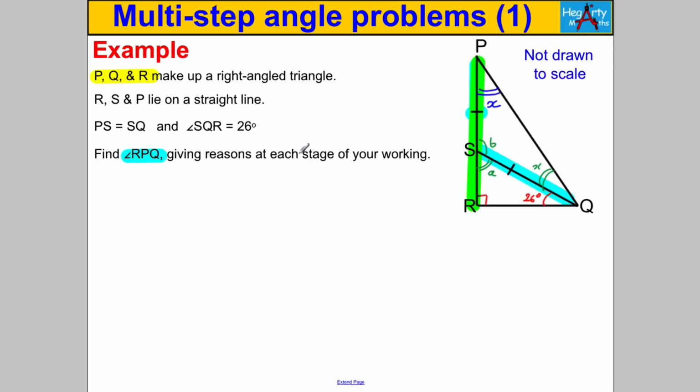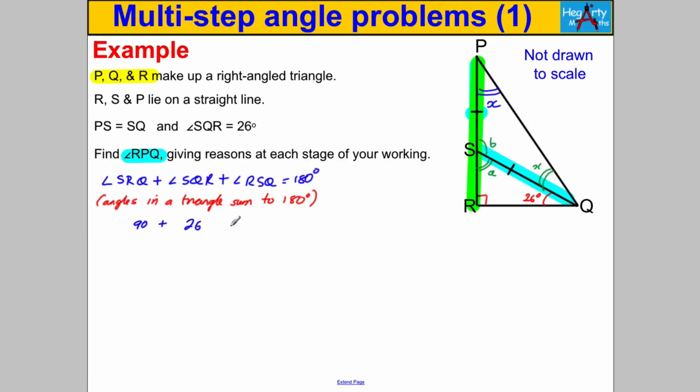So let's go ahead and try and explain our working. So the first thing we're going to say is that angle SRQ plus angle SQR plus angle RSQ must be equal to 180 degrees. Angles in a triangle sum to 180 is our reason. So SRQ is 90, plus SQR is 26, plus angle RSQ is A, must be equal to 180 degrees. Adding these two up, I get 116 plus A is equal to 180. Taking 116 off both sides, 64 degrees. Okay, so now I've got this angle here, which is 64 degrees.